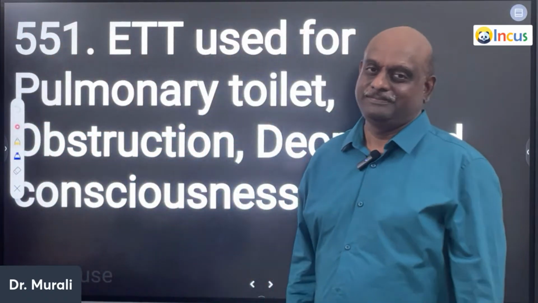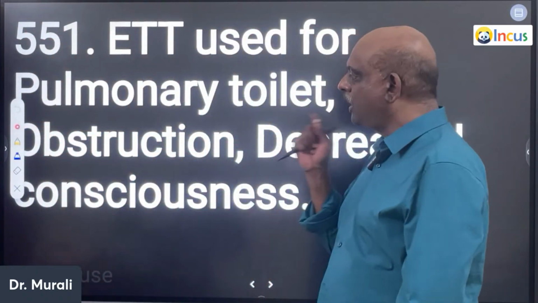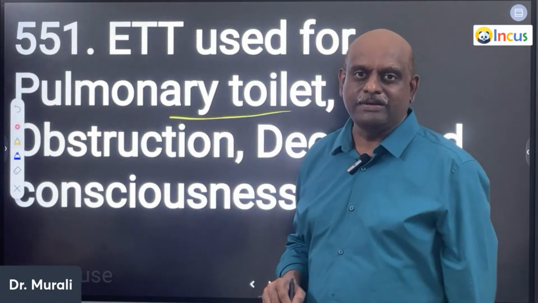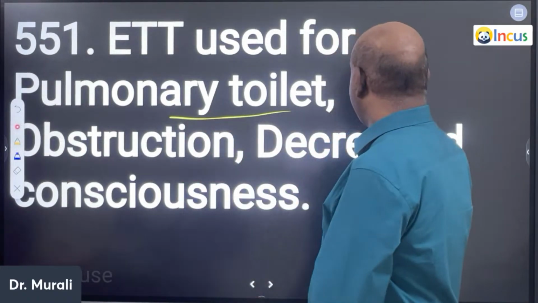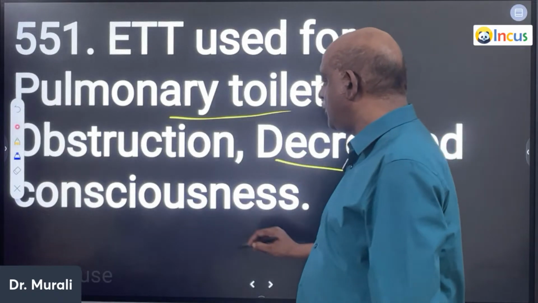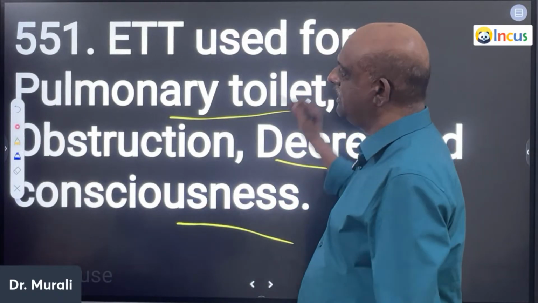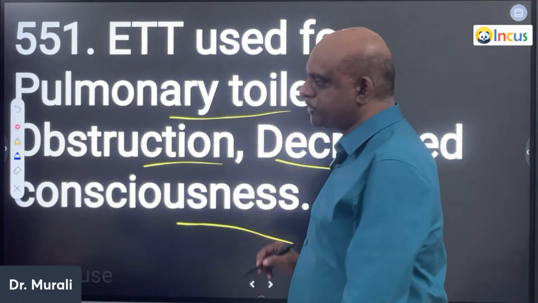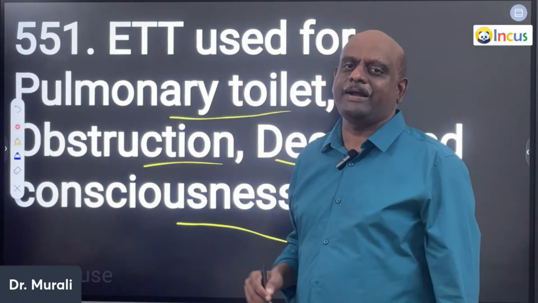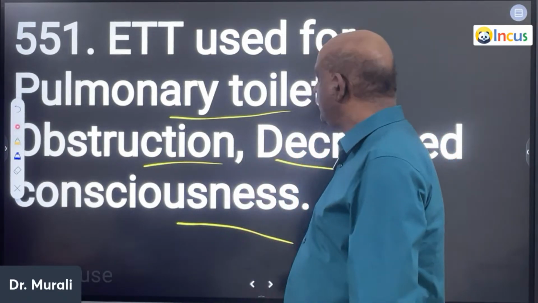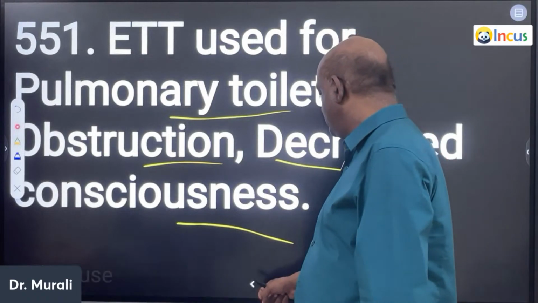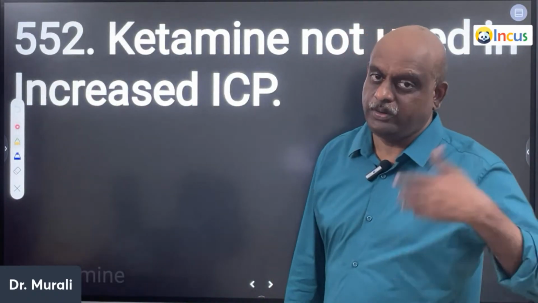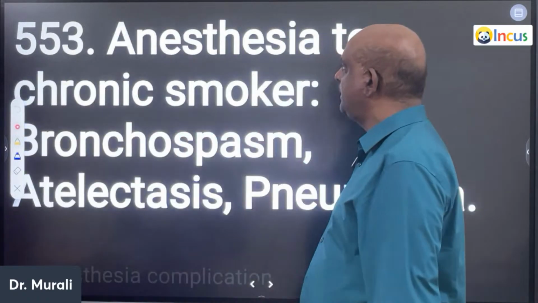Endotracheal tube. We use it with what all purposes? One is it provides pulmonary toilet in decreased consciousness patients. We use it whenever there is any obstruction in the respiratory tract also. Now, ketamine leads to increased intracranial pressure.